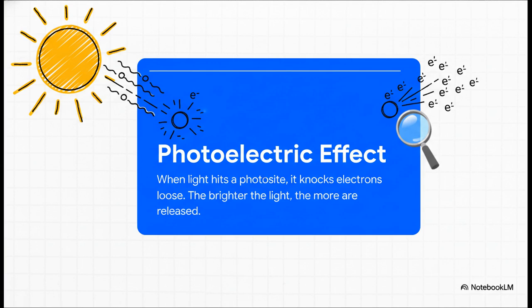Now, this all works because of this amazing little bit of physics called the photoelectric effect. When a particle of light, that's a photon, hits a photosite, its energy literally knocks electrons loose from the silicon. And here's the crucial part. A brighter light means more photons are hitting it, which means more electrons get knocked loose. The camera is, quite simply, counting those freed electrons.